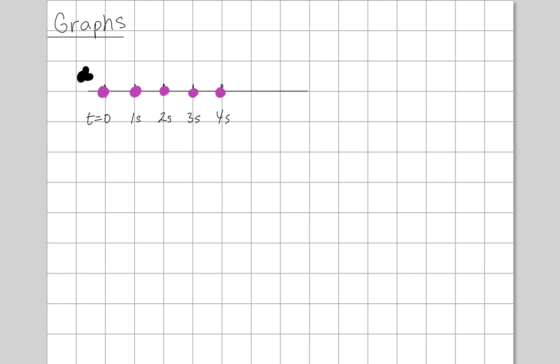And let's just say that displacement can be measured. Say at 0 seconds it's at 0 meters. At 1 second it's at 10. At 2 seconds it's at 20. At 3 seconds it's at 30. And at 4 seconds it's at 40. Okay, for a rightward moving object. Rightward moving purple object.